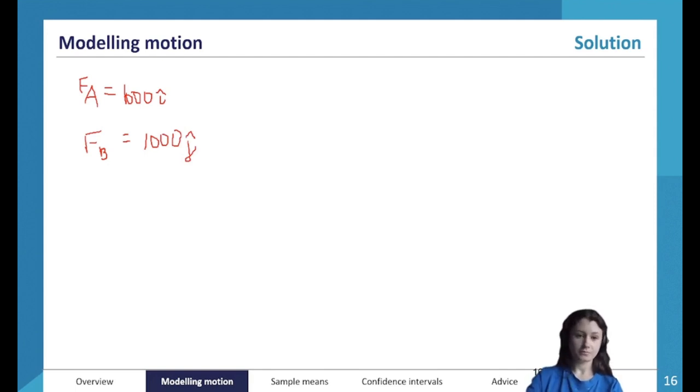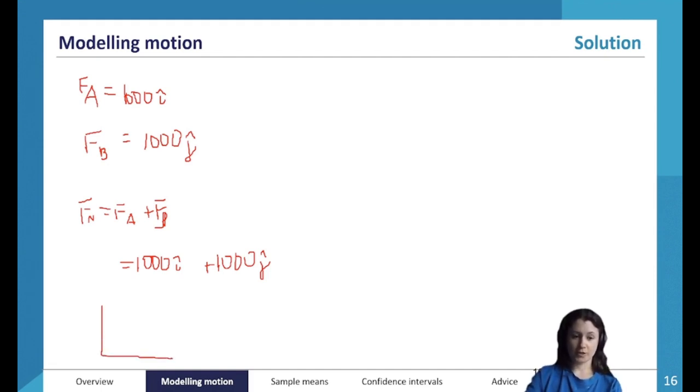Now, the resultant force will be the sum of these. Alright? So we're going to have 1,000 i and 1,000 j. Now, if you'd like, you can pause the recording here and see how we're actually going to get the answer to the question here. Have a think about it.